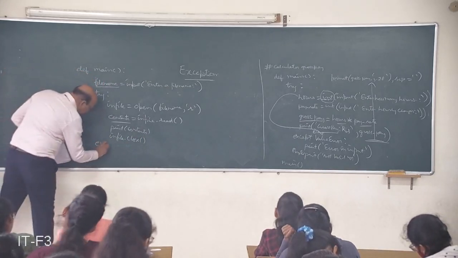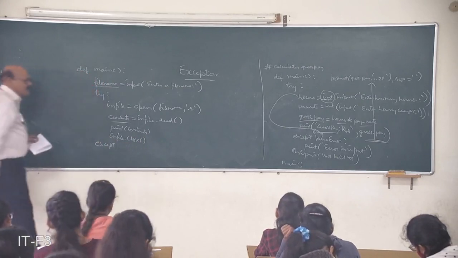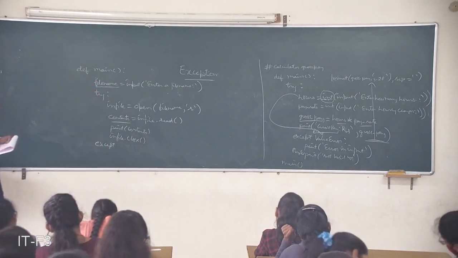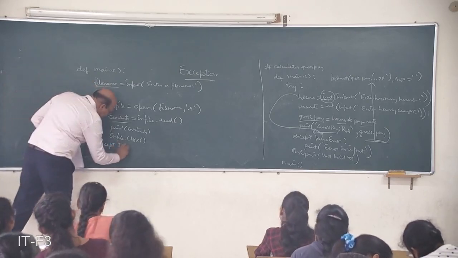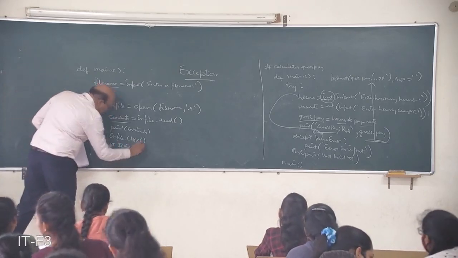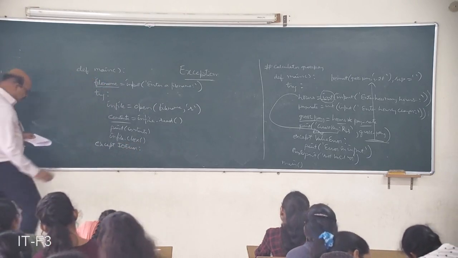Now let us write the except statement. What is the type of the error? Here the error is known as IOError. What is this IOError? I'll try to explain.